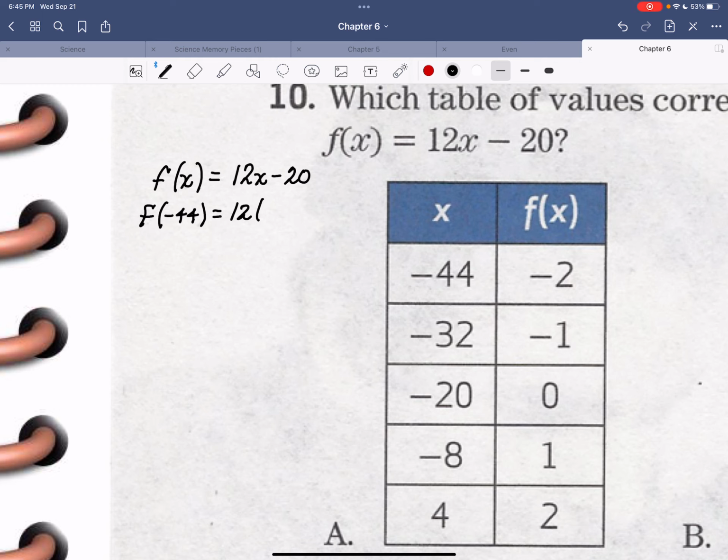So 12 times negative 44 minus 20. 12 times 44 negative is negative 528. Minus 20 is negative 548. We were supposed to get a negative 2. So this is not the one.